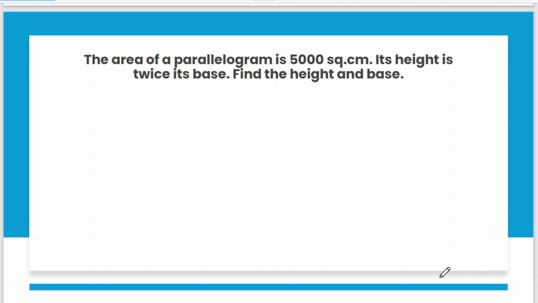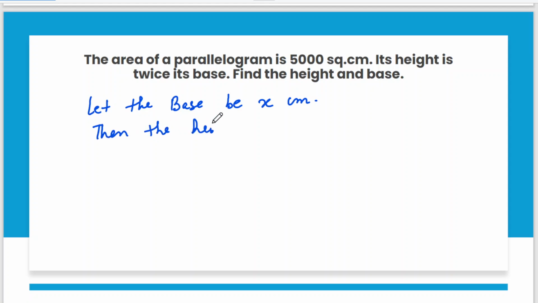The area of a parallelogram is 5000 square centimeter. Its height is twice its base. Okay, so we are going to apply the similar concept that we applied in question number 1. So let the base be x centimeter. Okay, then you can say height will be, this time height is twice. So it is 2x centimeter.